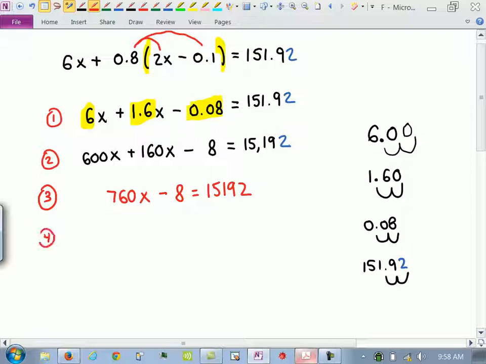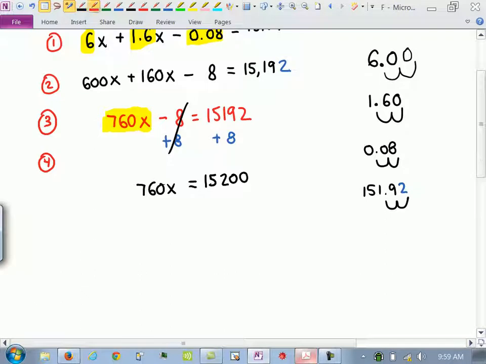Step 4, I want to get the variable term, 760x by itself, so I will do what? Add an 8. The result of that is a 760x on the left, an equal sign, my 8's canceled, 15,200, right? And the final step, well, before I check it, but I'm not going to, is to do what? Divide by 760. Yeah, so you might need your calculator here, all right? If you do that, you should get x equals, anyone get it? 20? X is 20.